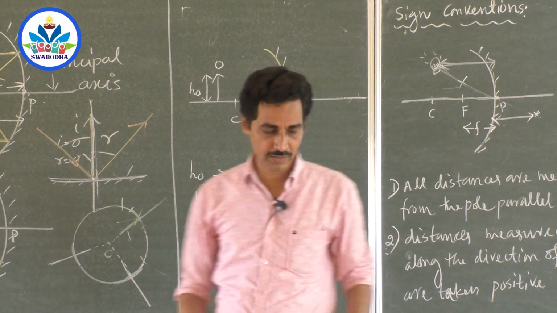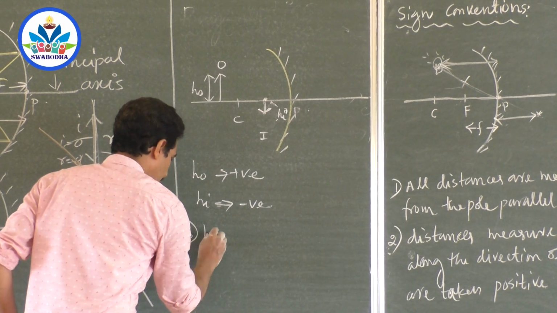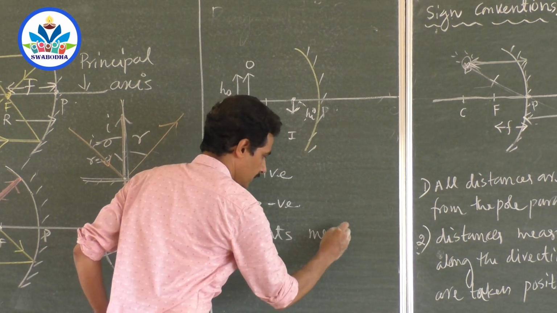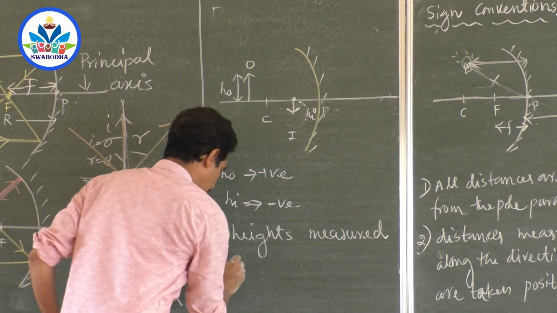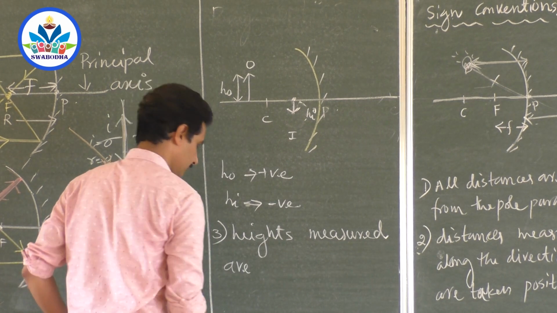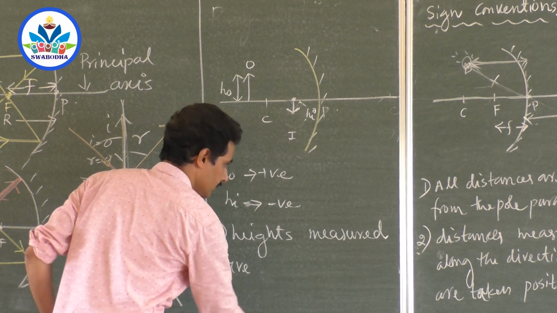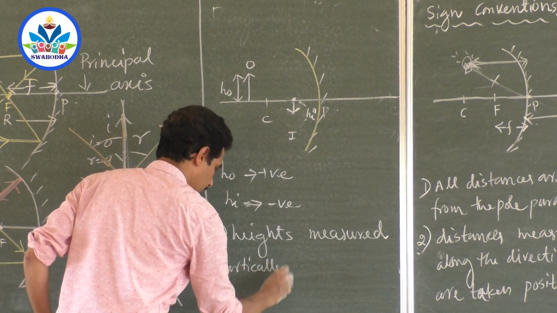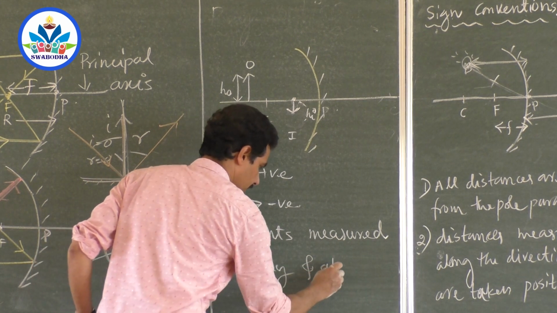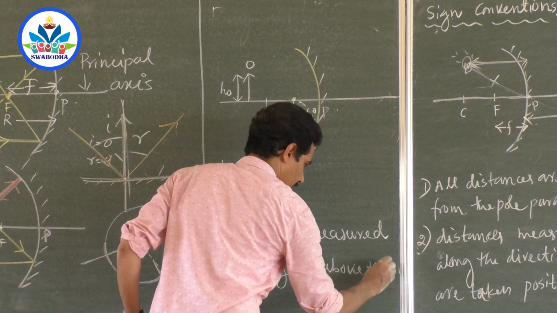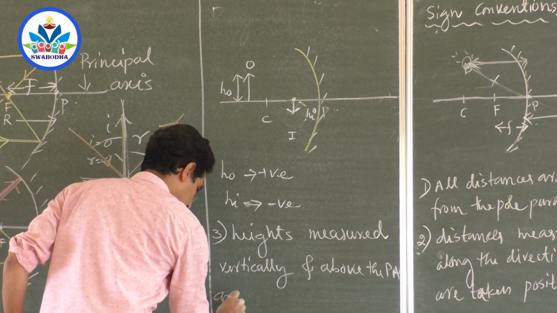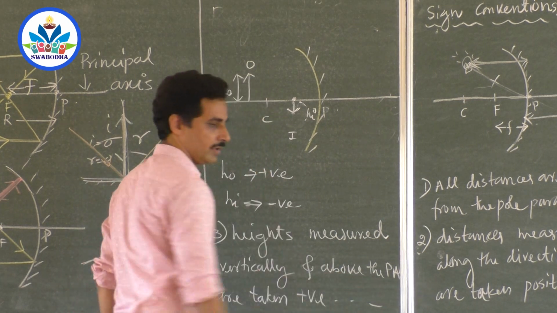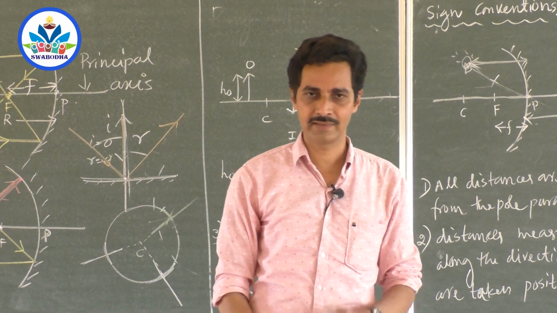So shall I write the third one here? I will write only one, the other one you have to write yourself. Heights measured vertically above the principal axis are taken positive, and of course heights measured vertically below the principal axis are taken negative.